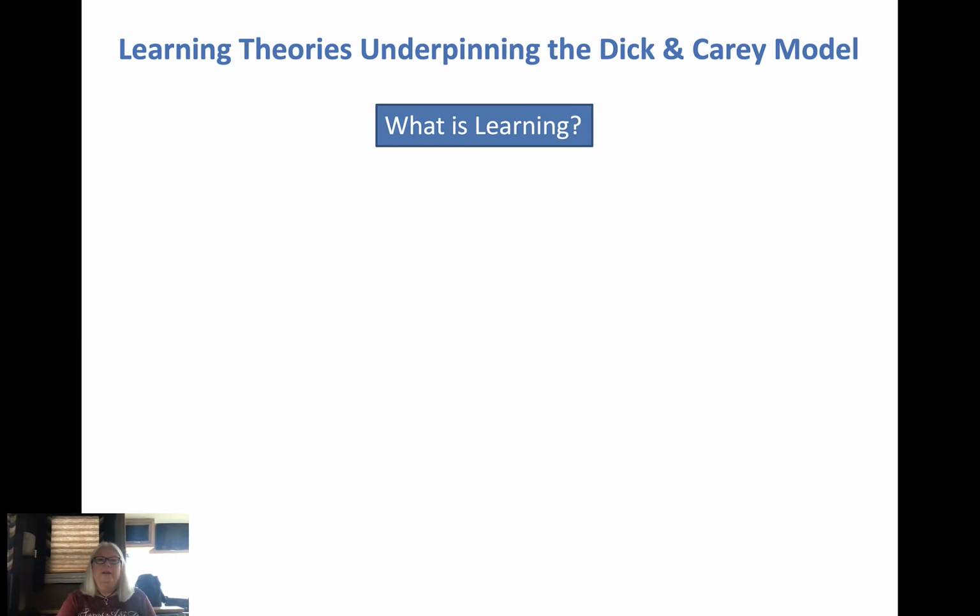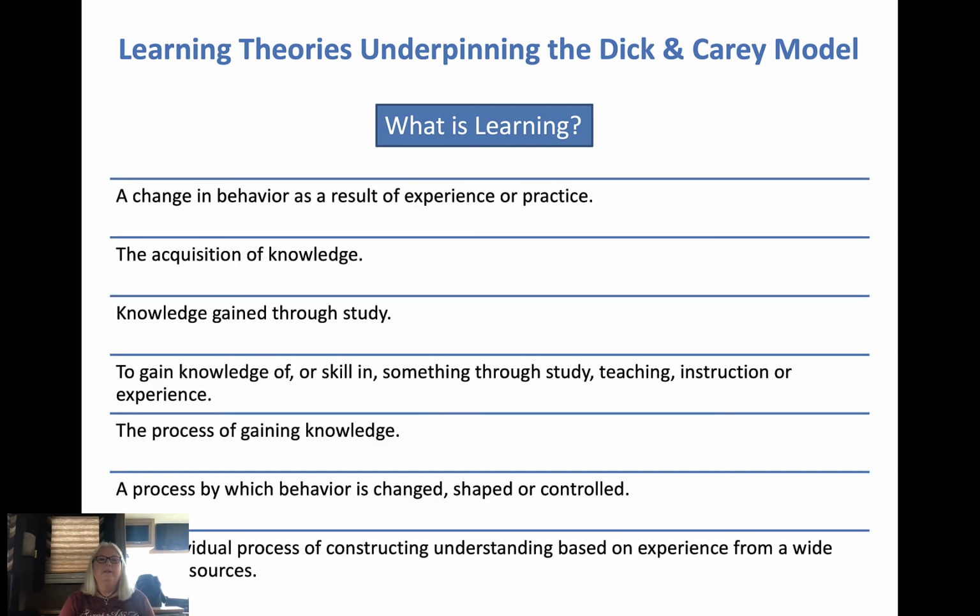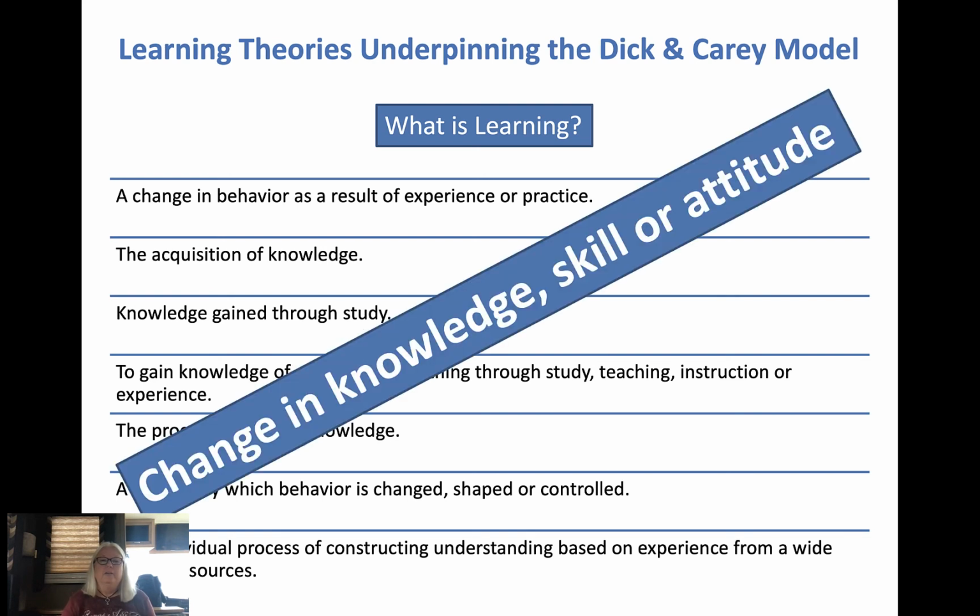So what learning theories underpin the model? First, let's talk a little bit about what is learning. And you learned this in your adult learning class, but just as a little review. It's really a change in behavior as a result of experience or practice, or acquiring knowledge or skill. It can also be a change in attitude. So really it's a change in knowledge, skill, or attitude as a result of some sort of an experience that someone had.